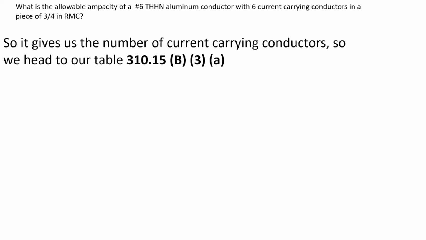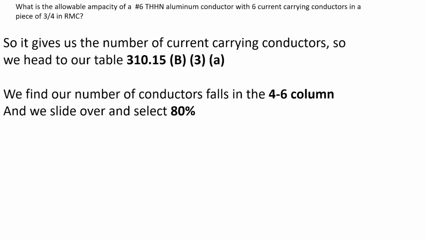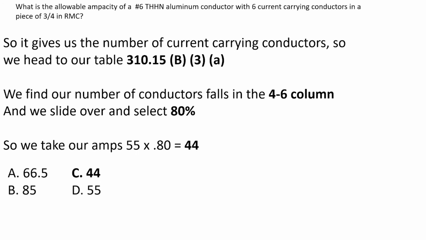On page 148, we find that our number of conductors falls in the 4 to 6 column, so we slide over and we select 80%. So we take our amps, 55 multiplied by 0.80, it's going to give us 44 amps. So we select C.